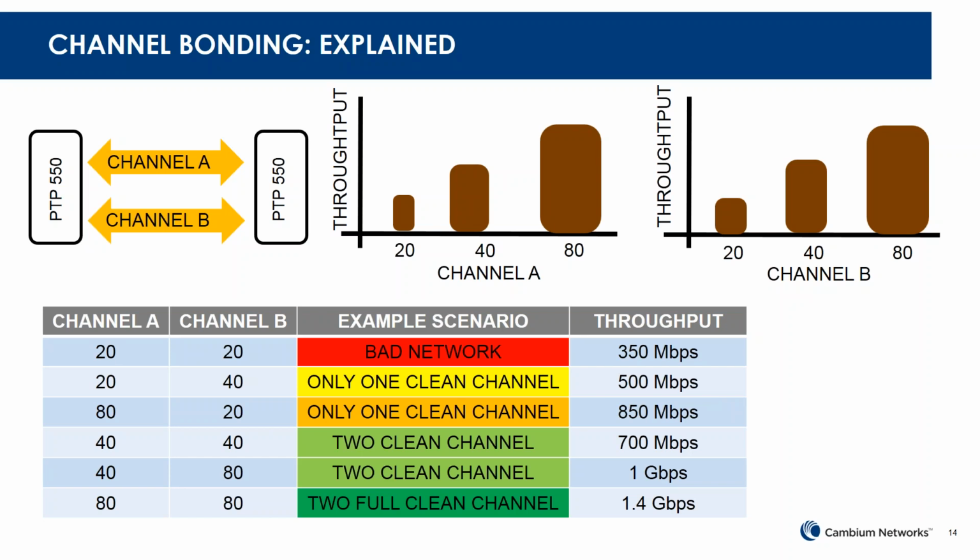This is a really neat feature because it plays into real world scenarios where you might have one good channel and another channel which has a lot of interference built into it. So in this example, if you have one 80 meg channel and maybe a 20 meg channel, you mainly have one clean channel, so your average throughput is around 850 plus Mbps. If you have two good clean channels, your throughput is going to be about 1.4 gigabits per second. So you can see how this plays into different scenarios.